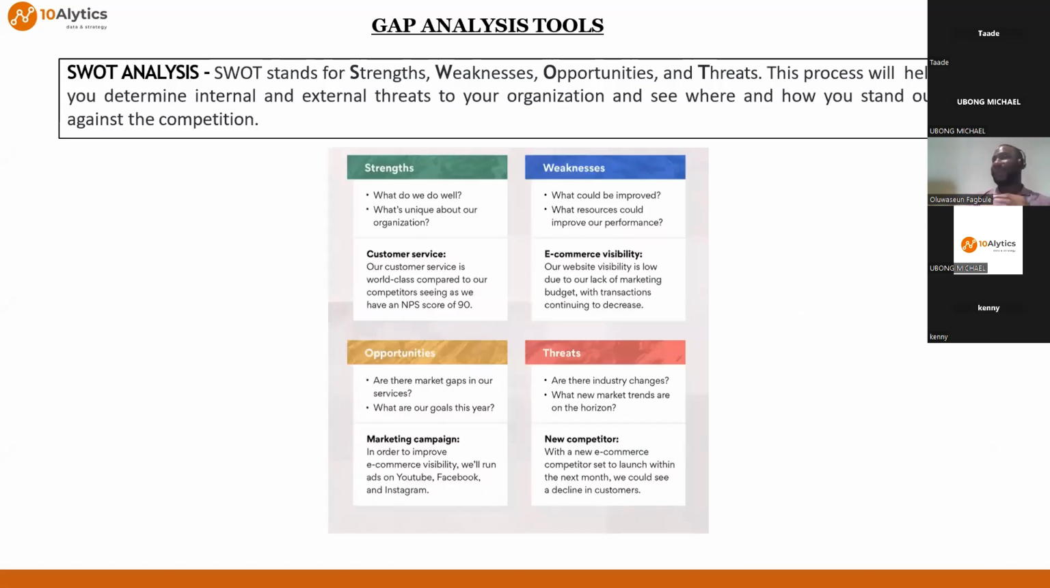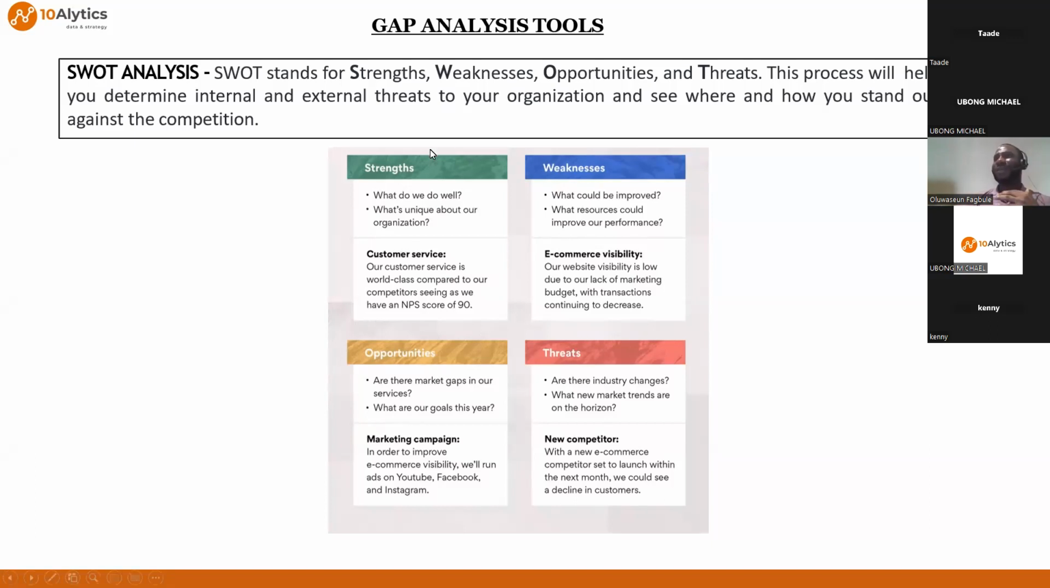Now, there are several gap analysis tools that you can use in gap analysis, right? We're going to talk about two of them briefly because of our time. The first one is SWOT analysis, and I'm sure a number of us are familiar with SWOT analysis already, right? So SWOT stands for strengths, weaknesses, opportunities, and threats, right? The S stands for strengths, the W stands for weaknesses, the O stands for opportunities, and the T stands for threats, right? The SWOT analysis helps to determine the internal and external threats to your organization, to see where and how you can stand out against the competition, right?